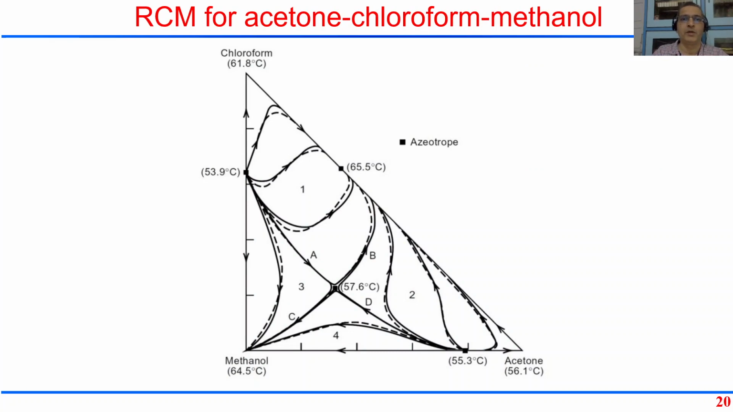another case, residue curve map for acetone, chloroform, methanol. So let's look at this. This vertex is pure acetone, this vertex is methanol, and this vertex is chloroform. Now, acetone and chloroform form a maximum boiling azeotrope. So this is the maximum boiling azeotrope. So the residue curves on the binary of chloroform and acetone are going to be pointing towards the azeotrope.